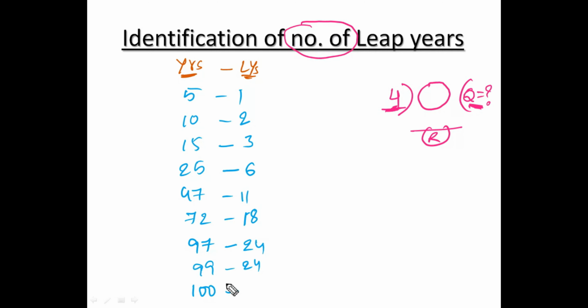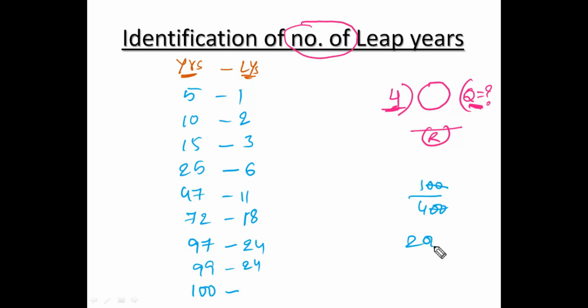No, it is not 25. Even though 100 is divisible by 4, 25 times, the 25th year is not a leap year. What is the 25th year in that list of 25 leap years? 100 only. 100 is a century. But for centuries, what is the rule? Divisibility rule: a century should be checked by 400. 100 is not divisible by 400. That's why it is not a leap year. Means the first century is not a leap year.